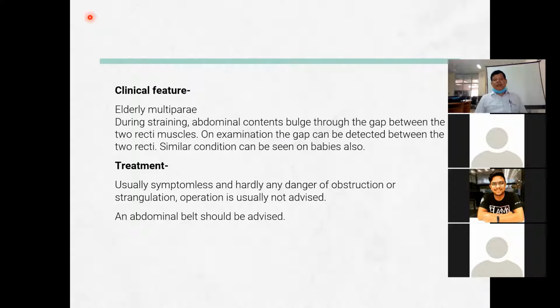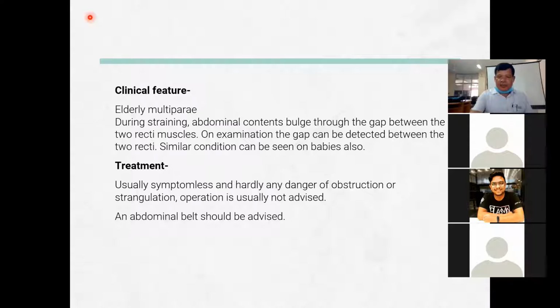In a baby, when such a condition is seen, it is not exactly a hernia but divergence of the recti. No definite treatment should be advised, as while the baby grows these two muscles usually come into close proximity.